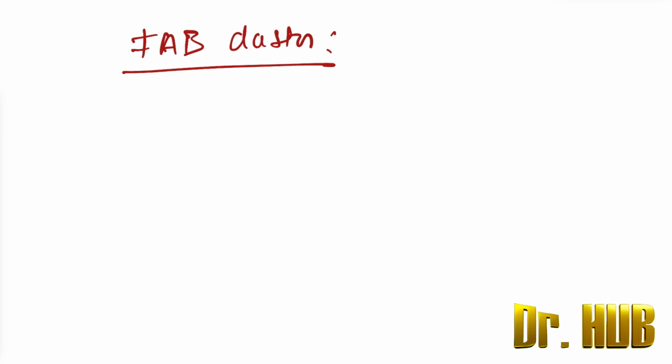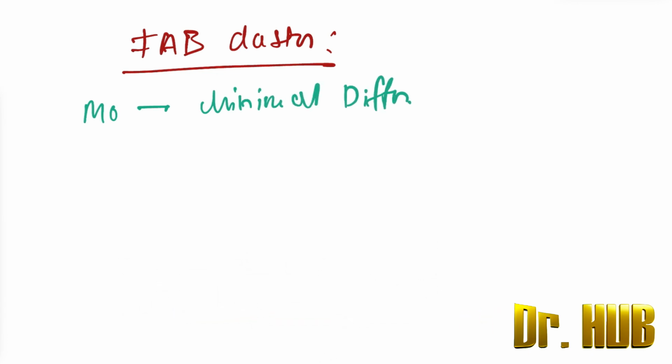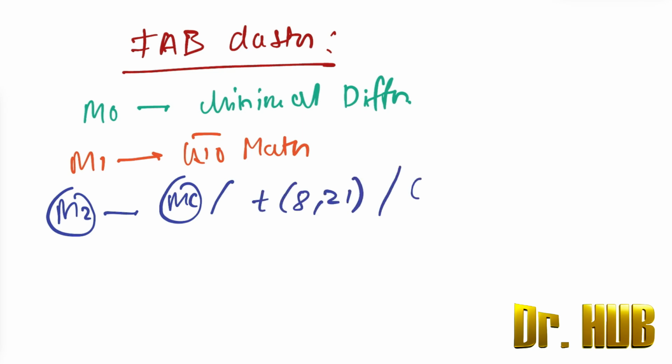So under FAB classification, we look at M0. M0 stands for minimal differentiation. Then comes M1. M1 is for without maturation. Then comes M2. M2 is the most common, and it has the t(8;21). There is also presence of chloromas, and it is a good prognosis.